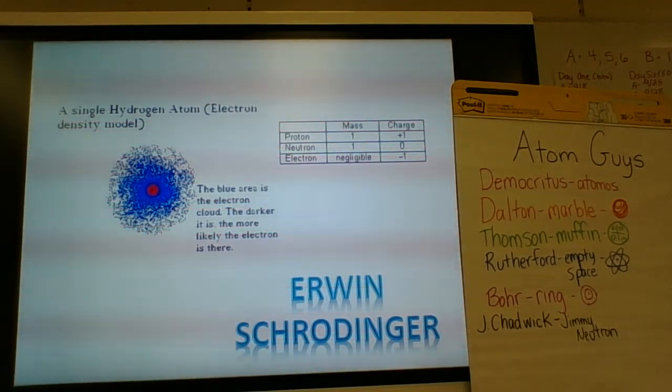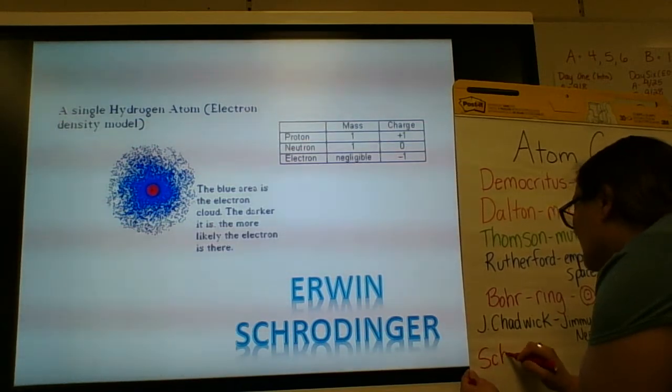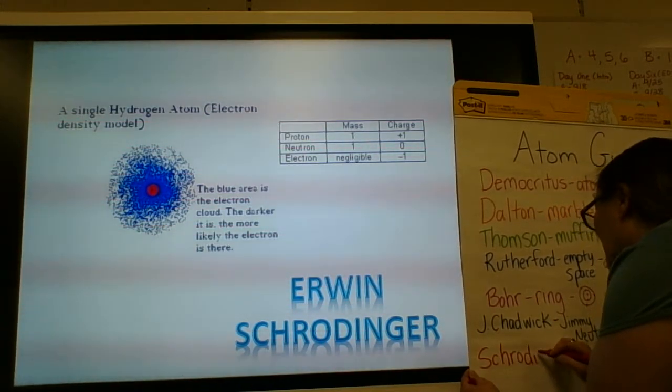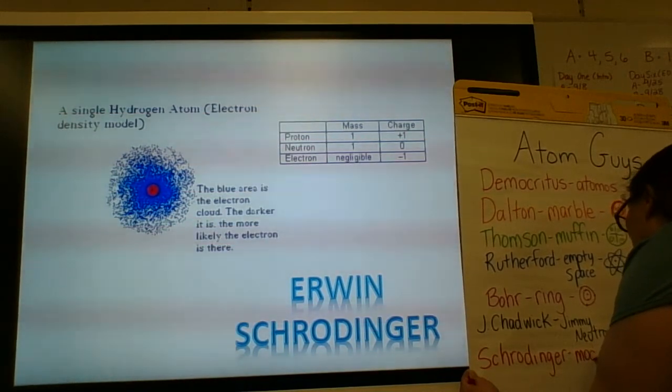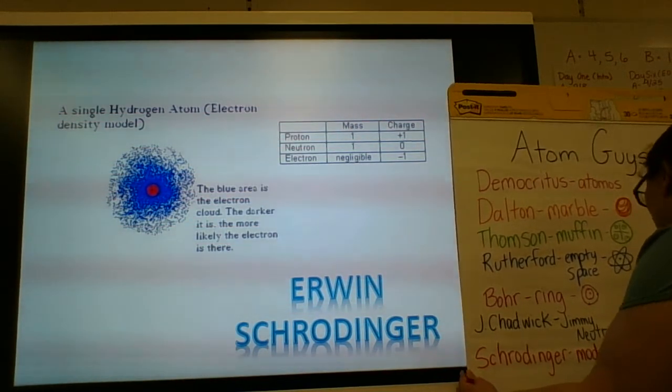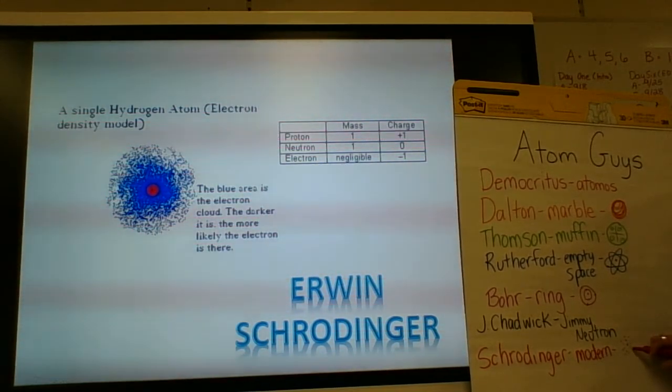We'll go back to red. So Schrödinger is his name. Modern is his model. And for the model, you're just going to do dots. That's basically all you can do.